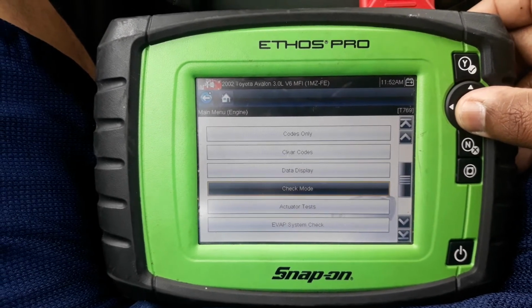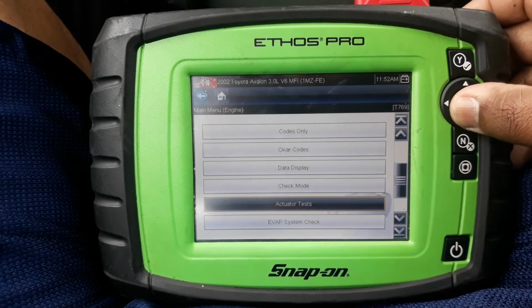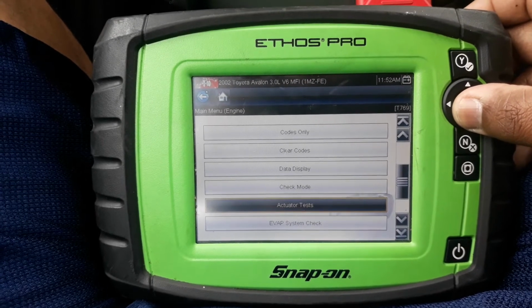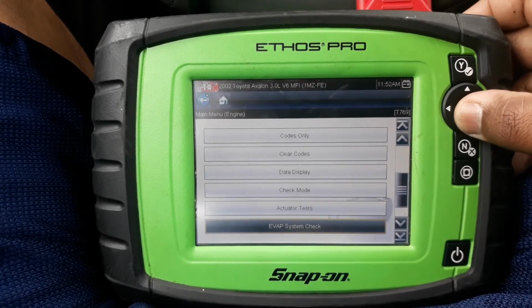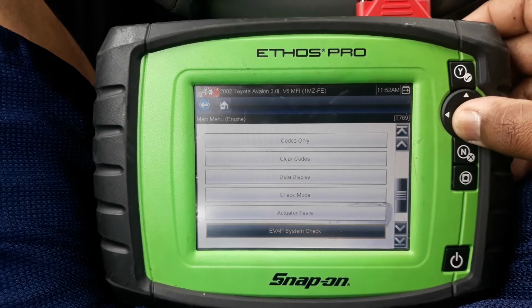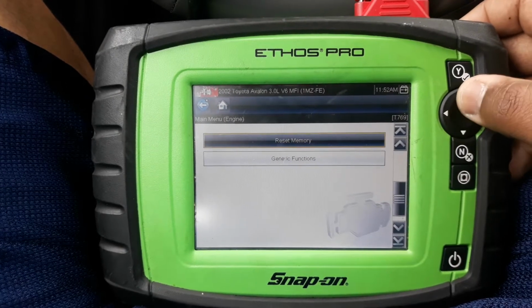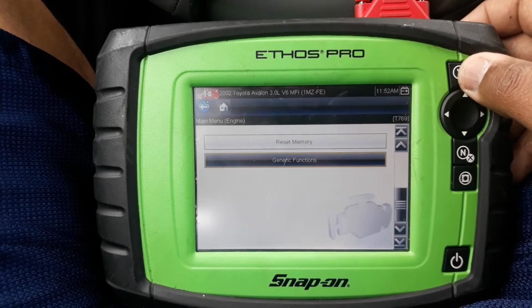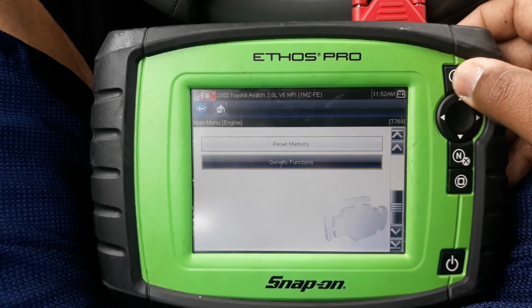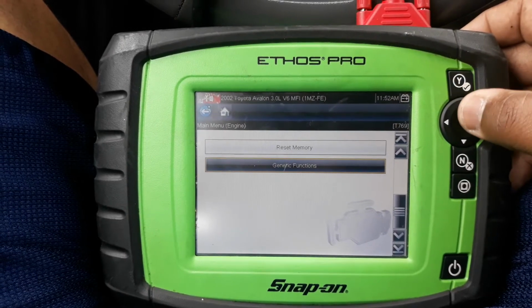We're going to check out what check mode is, show you how to use the actuating testing, and a quick eval system check. We can reset, and we're going to see what the general functions are.